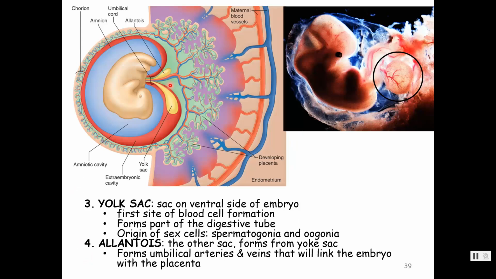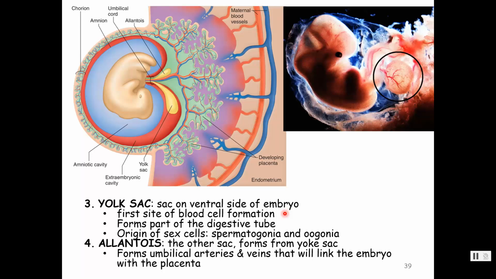Okay, so now the yolk sac and the allantois, and we're going to get this from that endoderm. You see this yolk sac, and then the allantois, the other sac, comes off of the yolk sac. I don't care. The yolk sac is going to be on that ventral side, the belly side of the embryo. The important thing about the yolk sac is that it's going to be the first site of blood cell formation. We don't have bones yet.